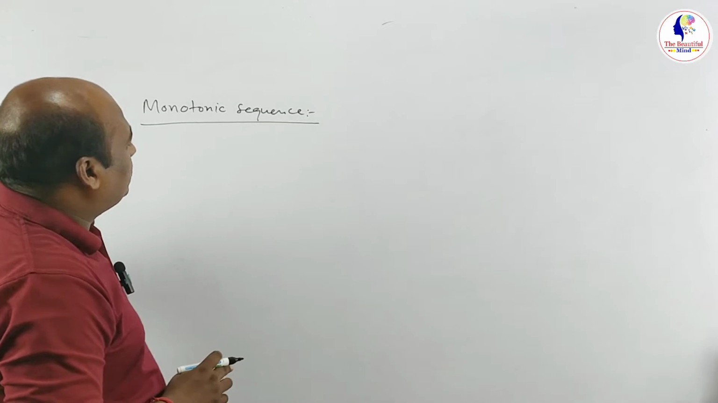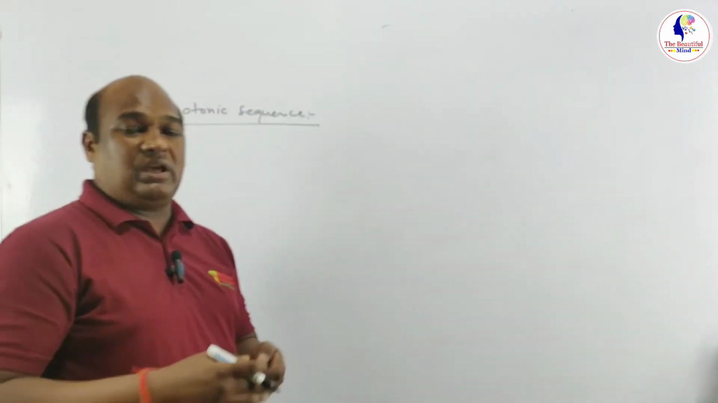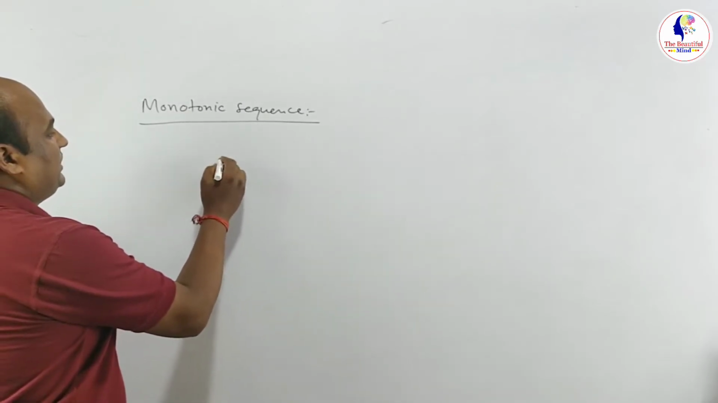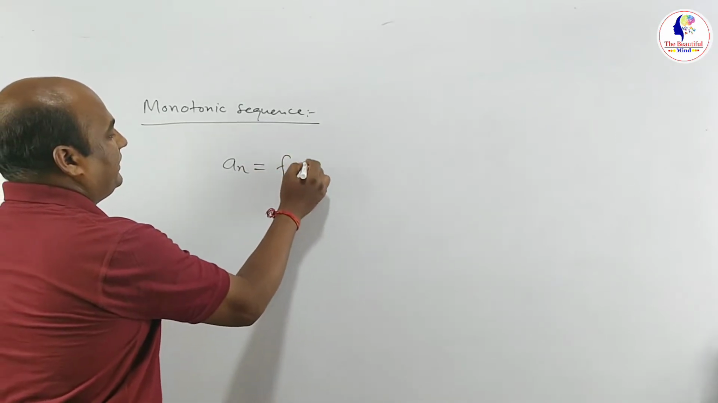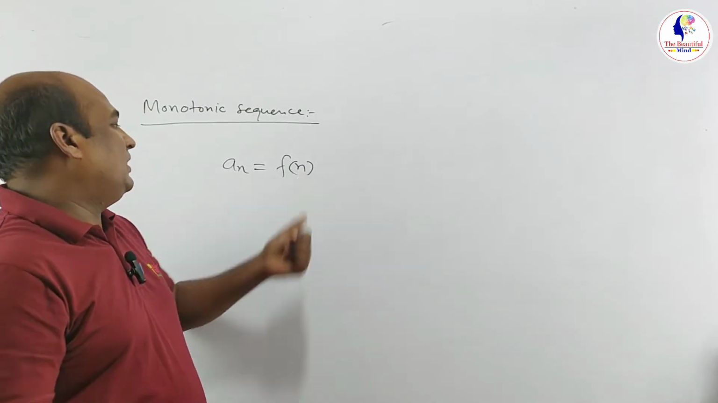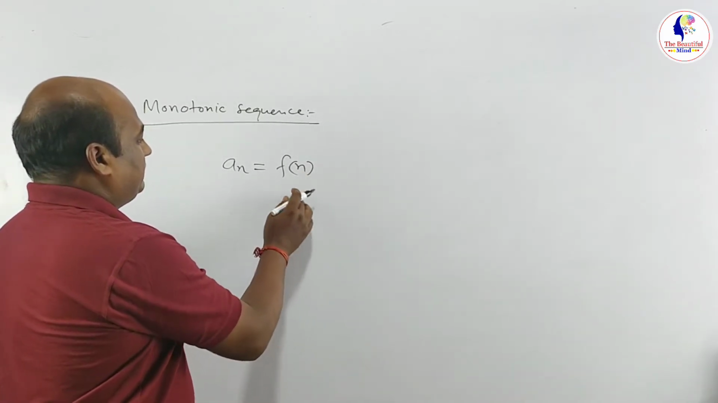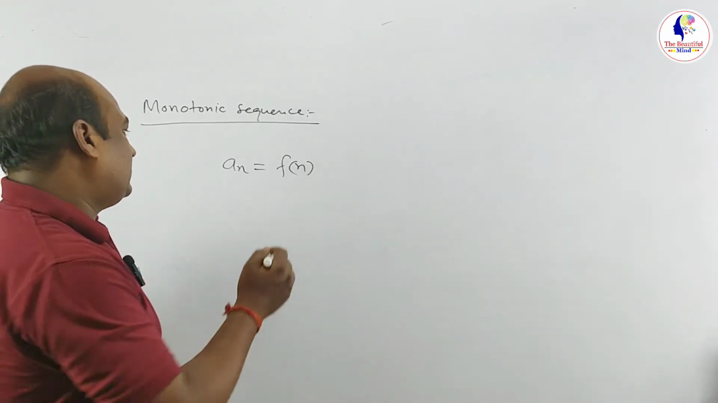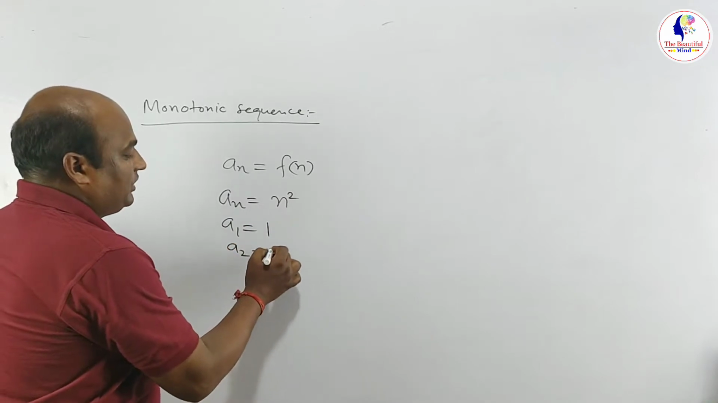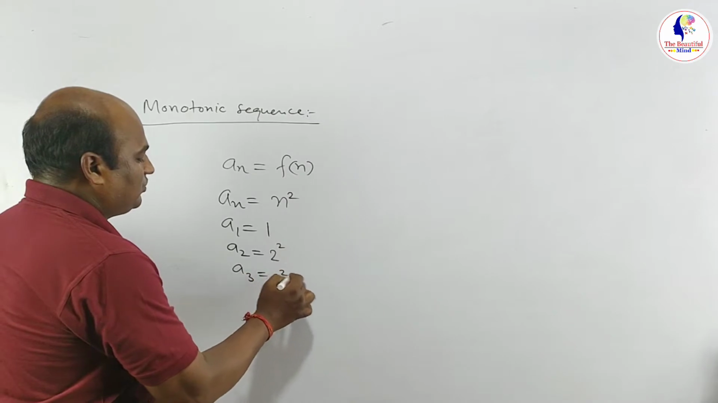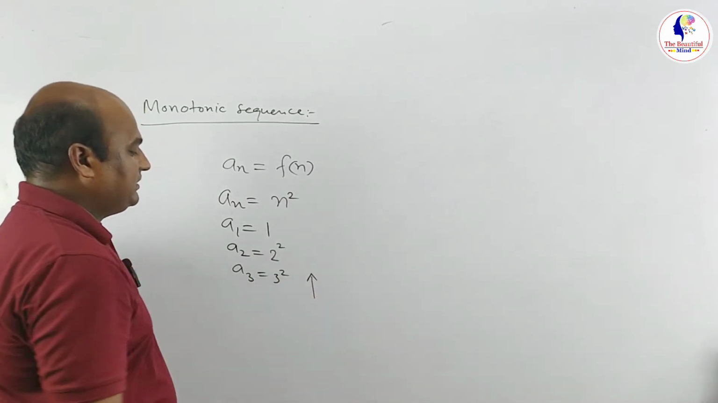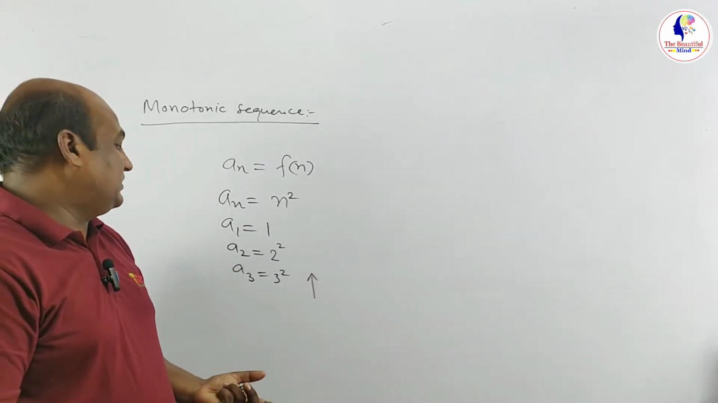So what is a monotonic sequence? A sequence which is either increasing or decreasing in nature. That is, when we put values as positive integers, suppose we have a sequence an, and an is equal to f of n, right? So a function on the set of natural numbers. When we input some positive integer, if the output we get is in increasing order, like an is equal to n square, here we have a1 is equal to 1, a2 is equal to 2 square, a3 is equal to 3 square, and so on. Here we can observe that the value is always increasing in nature. So we say that this sequence is a monotonic increasing sequence.